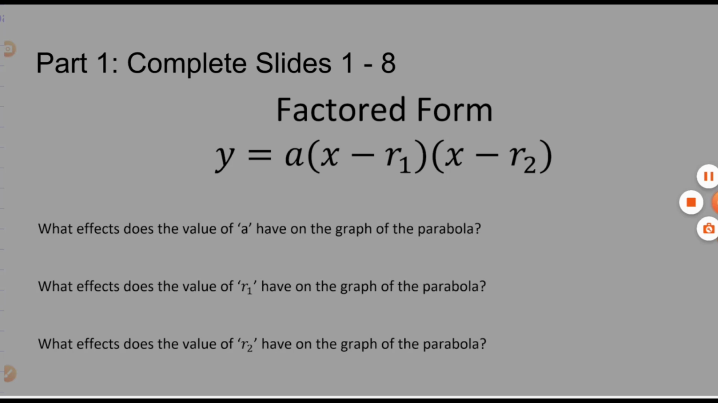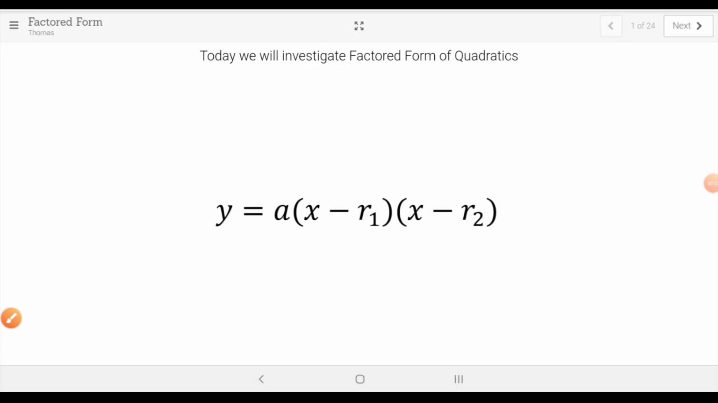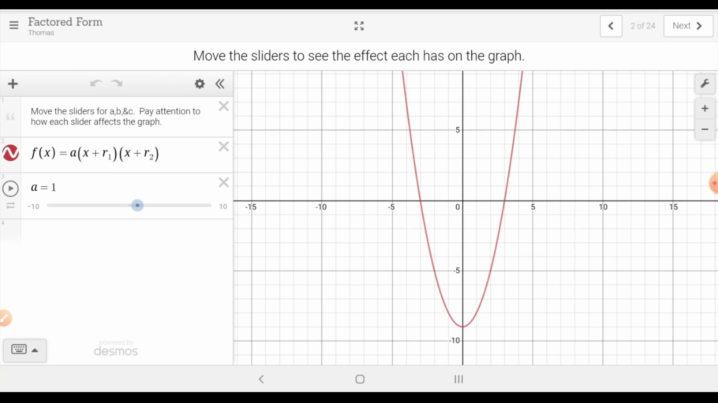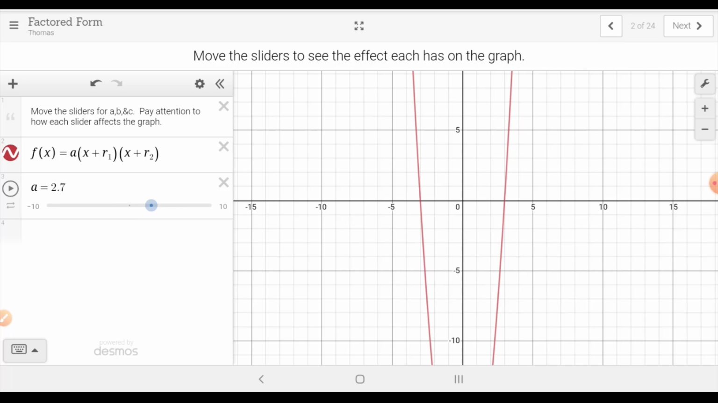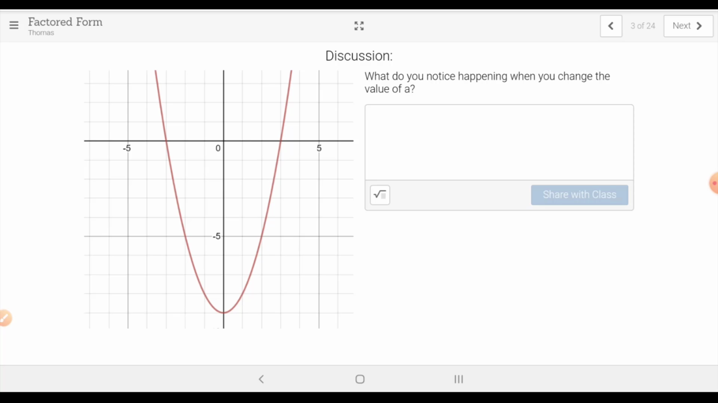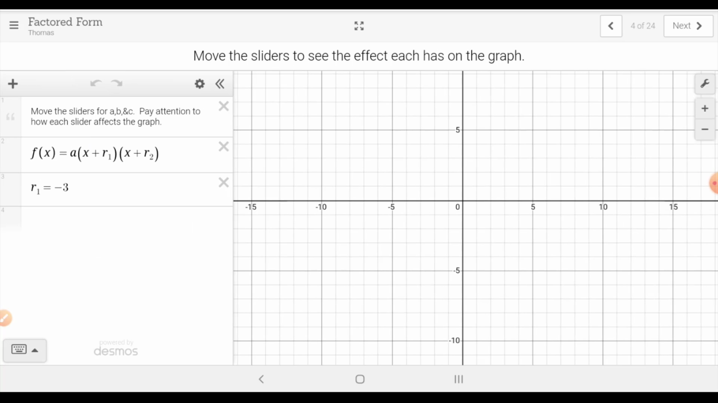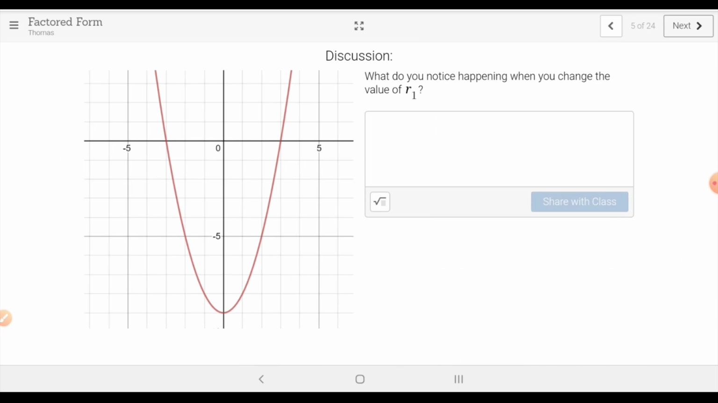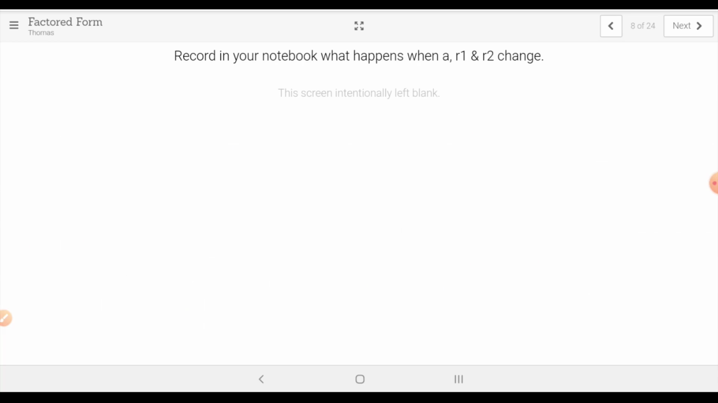This is part 1. This is the form that we'll be studying. This is factored form. When you go to slide 2, what I'll need you to do is move the slider around, and then you're going to record on the next page what you notice was happening, and then you're going to try it again with the next one. Again, we're going to figure out what a, r sub 1, and r sub 2 are doing to the graphs. So complete these really quick, and once you're done, go into your notebook and record your response.